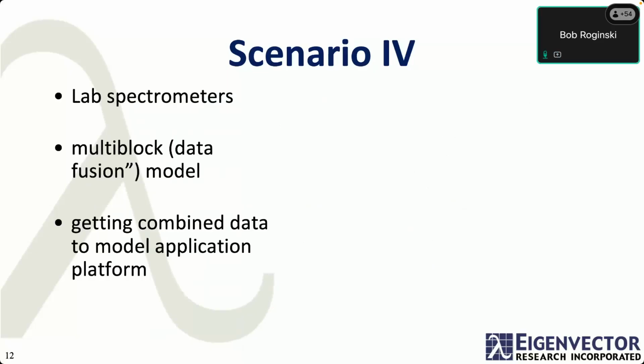Taking this up a little bit further in terms of complexity. Now we're going to talk about separate lab spectrometers. So you might have a mid-IR coupled with a Raman, and you're going to run the same sample on both, and you're going to combine the data and use what's called a multi-block or data fusion model to apply to that conjoined data.